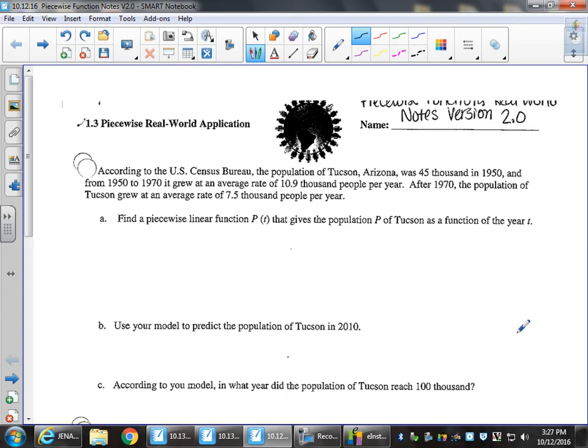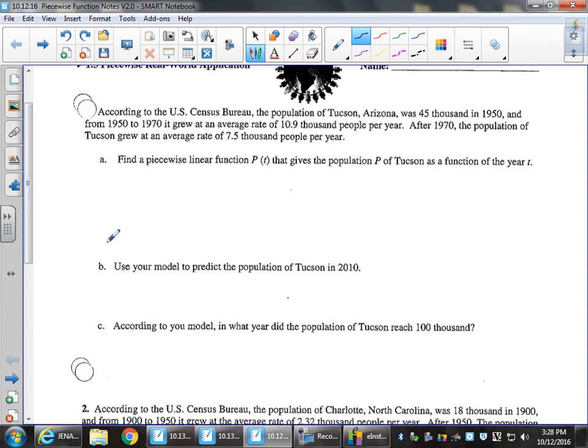So our first question says, according to the U.S. Census Bureau, the population of Tucson, Arizona was 45,000 in 1950. From 1950 to 1970, it grew at an average rate of 10.9 thousand per year. After 1970, the population of Tucson grew at an average rate of 7.5 thousand people per year. Question A asks us, find a piecewise linear function, P of t, that gives the population P, so there's one of my variables, as a function of the year t.